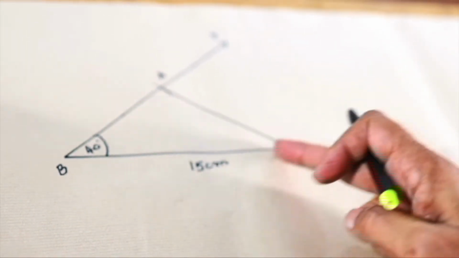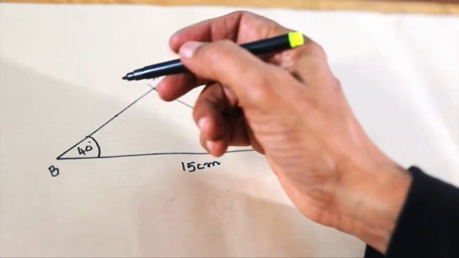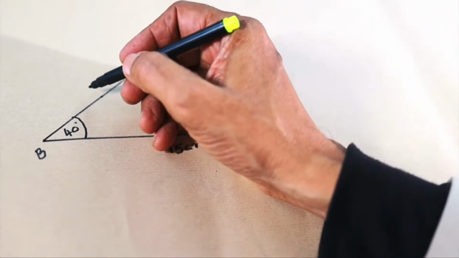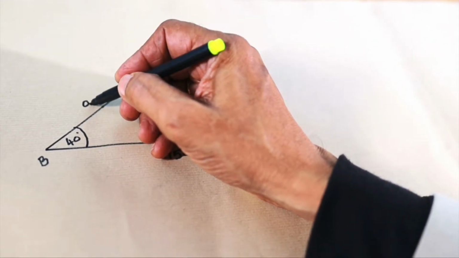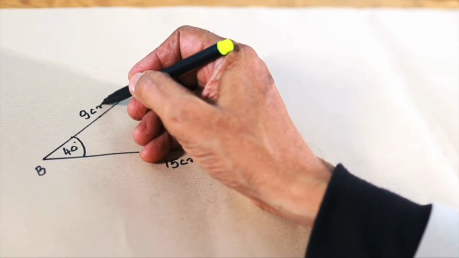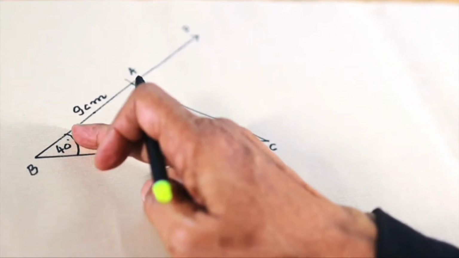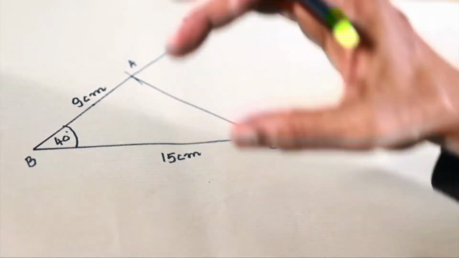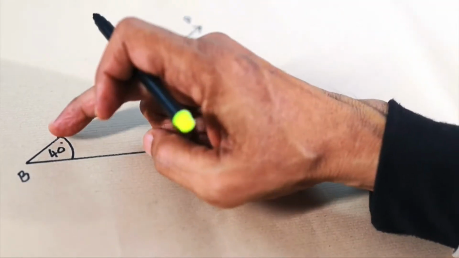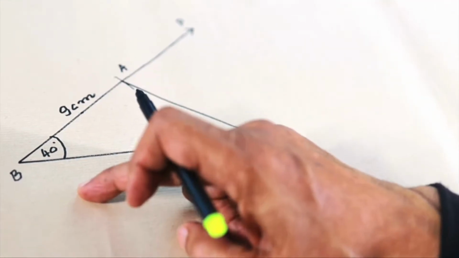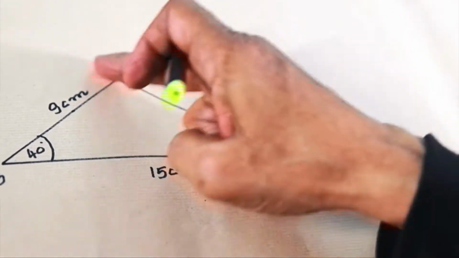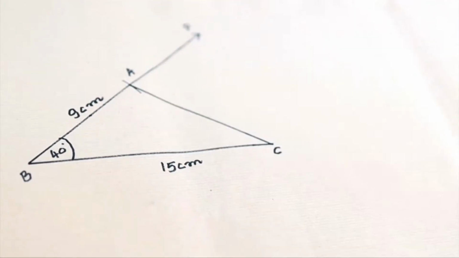So this is the triangle ABC in which this side AB is 9 centimeter and the base is 15 centimeter, angle B is 40 degrees. So two sides and an angle between them are given and we got one triangle ABC.